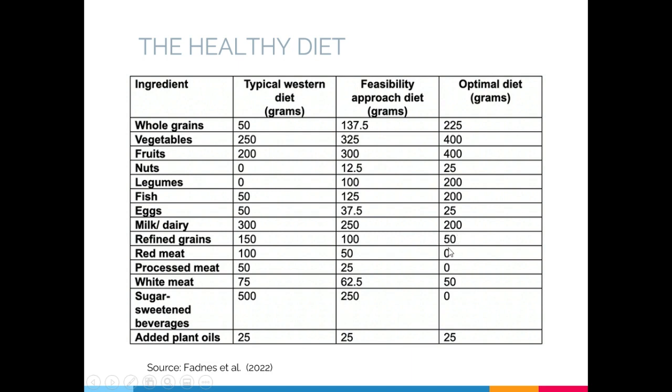Refined grains, gamay ra. Okay? Compared sa whole grains, mas daghan ang whole grains, no? So therefore, dapat atong mga cereals, ato ang rice, dapat brown rice. Okay, whole grain man ang brown rice, then ang refined grain is kanang white rice. Walay processed meat, walay red meat, gamay lang ang white meat, so gamay lang ang poultry, no? Then walay sugar-sweetened beverage. So walay coke, okay? And ang added plant oils is 25. So mao ni ang ginatawag nga healthy diet.